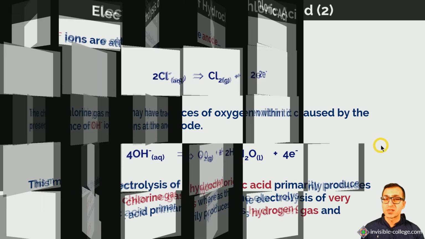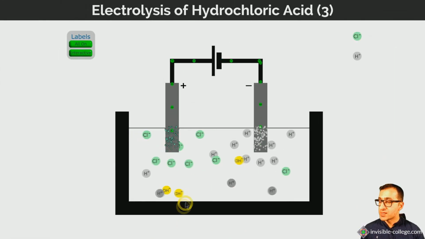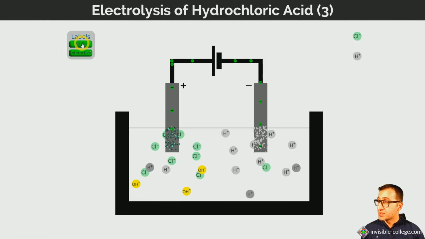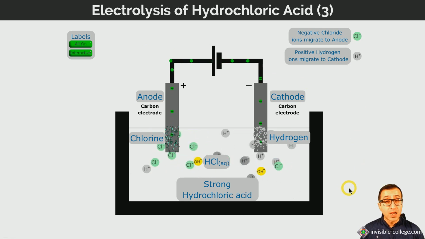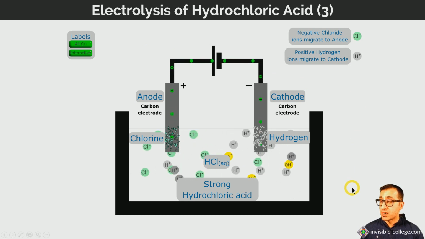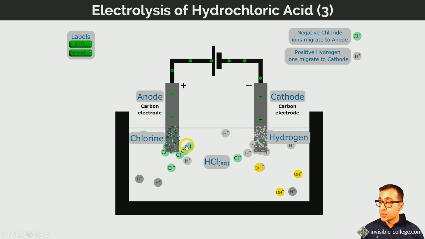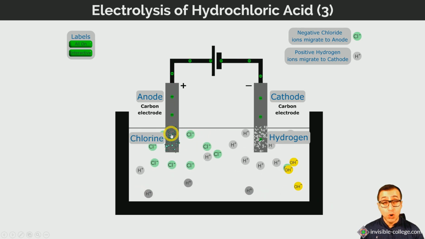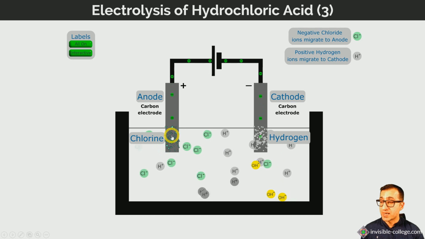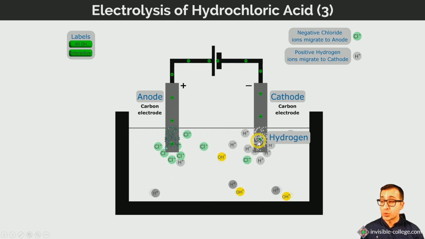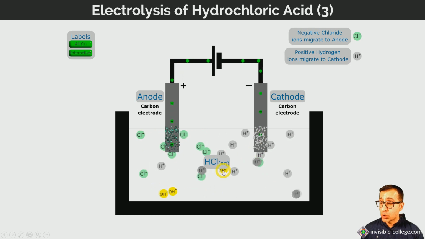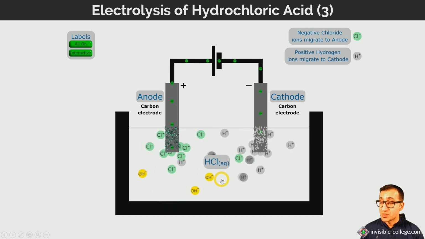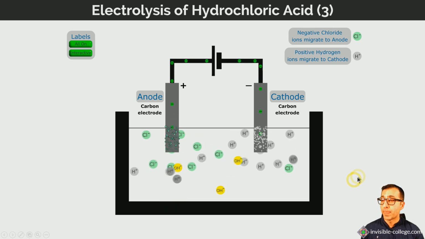So again, let's visualize this with an animation. So here we can see the ions which are present, and I'm going to turn all the labels on this time. These are the ions present in concentrated hydrochloric acid. We have chloride ions which will be oxidized at the anode to form chlorine gas. It's the hydrogen ions which will be reduced at the cathode to form hydrogen gas, and the majority of the hydroxide ions will stay in solution here.